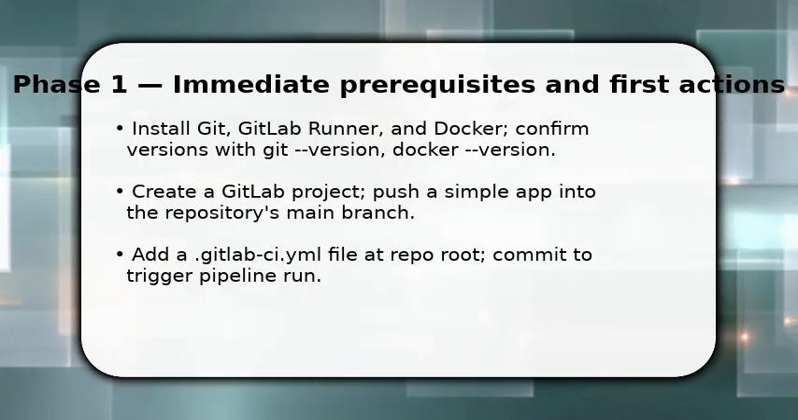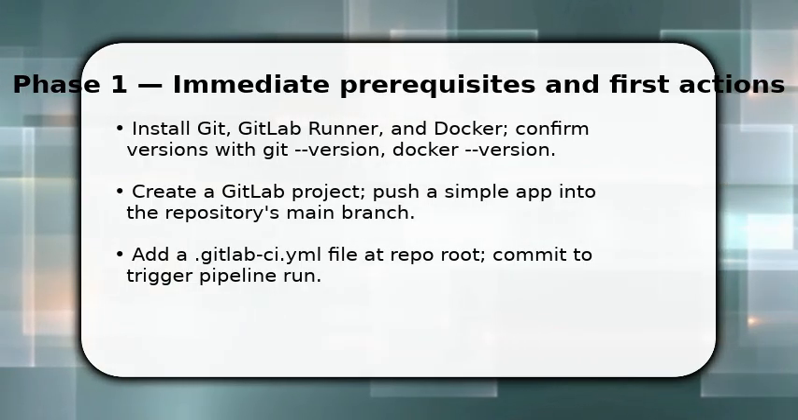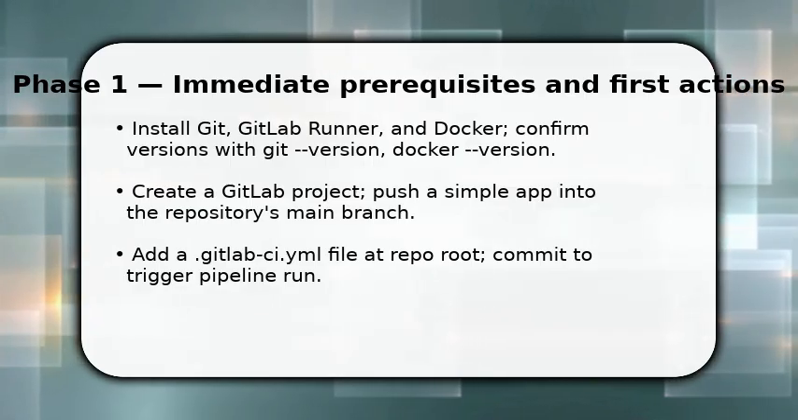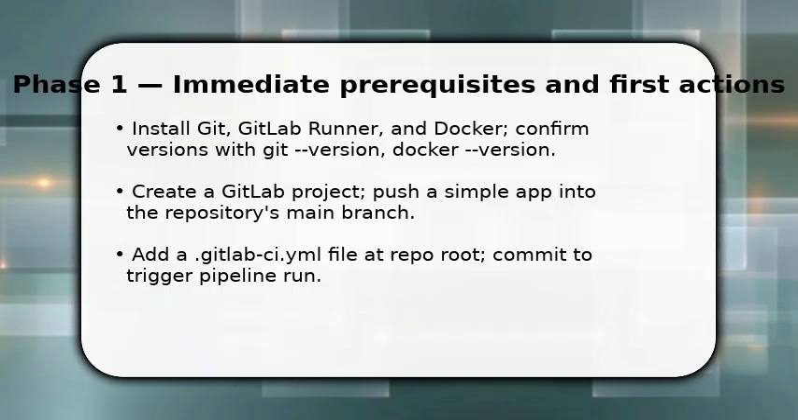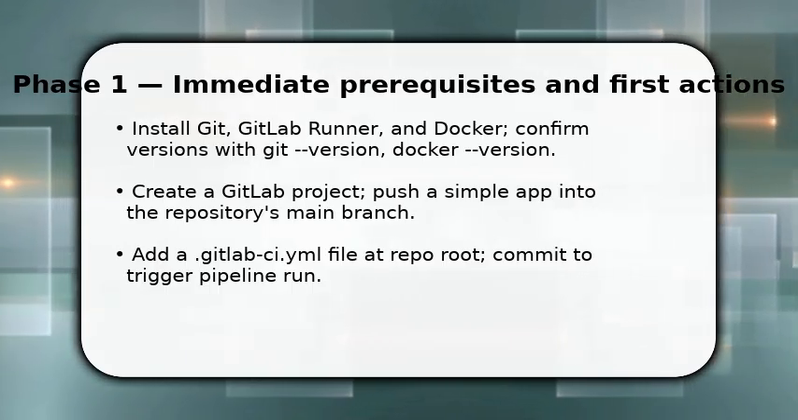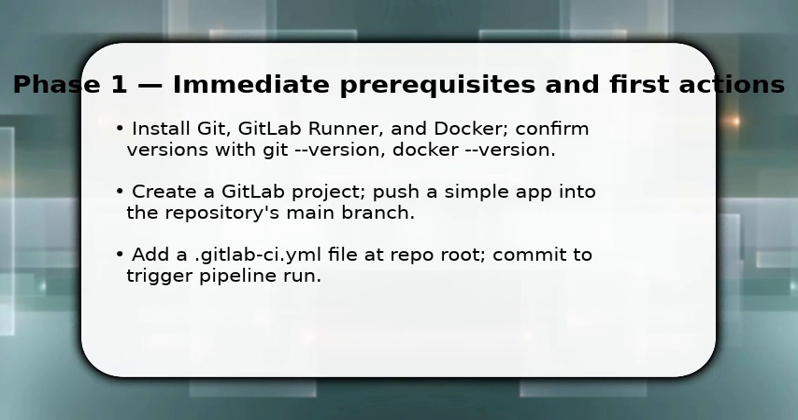Next, add a GitLab CI YAML at the repository root, define one job to start. Once done, commit and push. GitLab will immediately create a pipeline, revealing the first feedback. This gets you into the build loop fast.